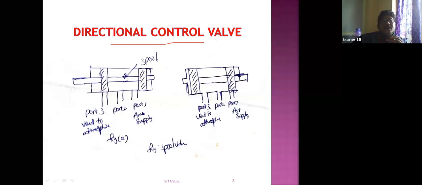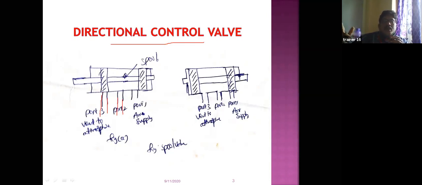See here, the air supply, right? This directional control valve we can also call a spool valve. In this arrangement, there is one pipeline connection, and port 3 goes to atmosphere, and one connection is there. Here port 1 is the air supply.